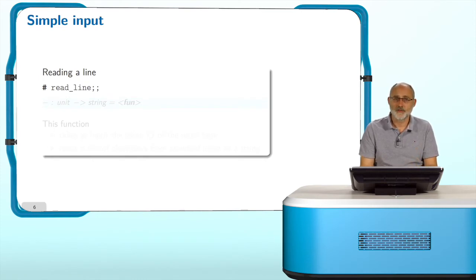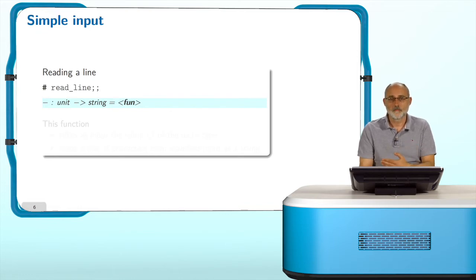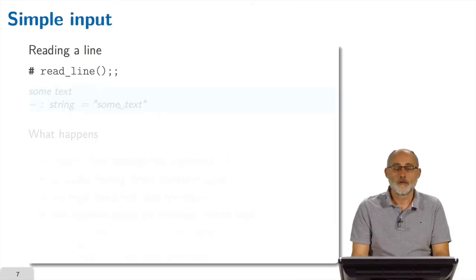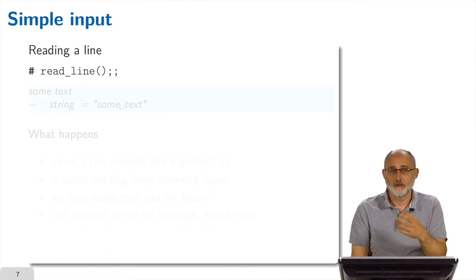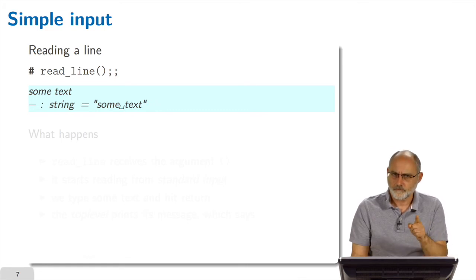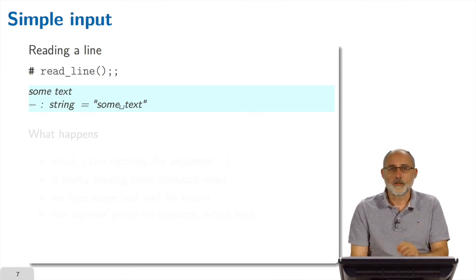We can also perform a simple input operation. There is a predefined function which is called read_line. This has a type that says it takes a unit and gives you back a string. What really happens is that this function waits for an input value of type unit. There is just one, this open and close parenthesis, and as soon as it gets this value, it reads a line of characters from the standard input as a string and returns it to us. So for example, let's try to read a line. To read a line, you need to give a parameter of unit type. The only one we know is just open parenthesis, close parenthesis. When we hit return, the system waits for our input, so I write some text here, and as soon as I hit enter, the result which I get from the system is the string containing some text, of type string.